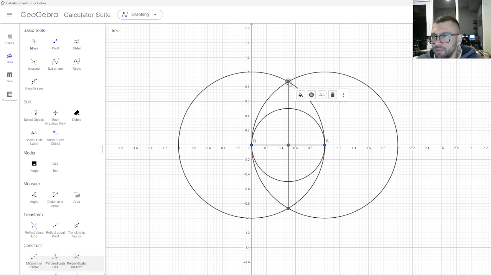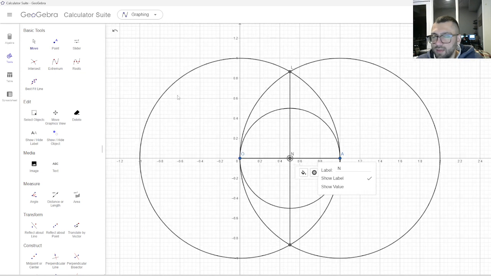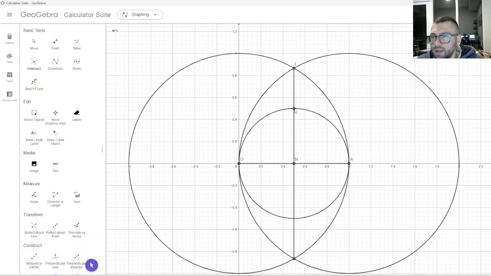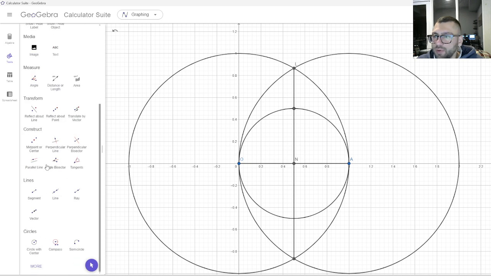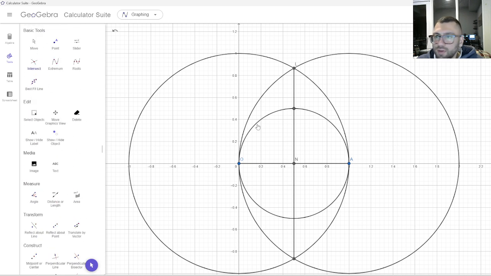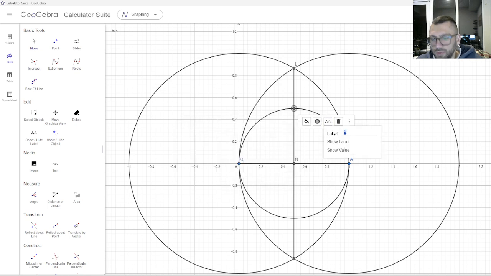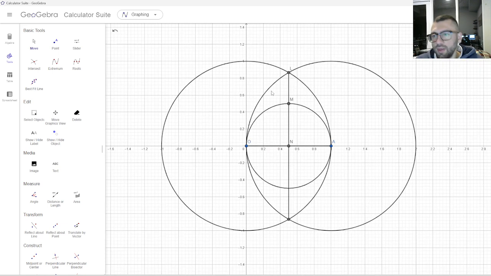And I'm going to label some of these points. I'm going to label this point as, let's call it L. I'm going to label this point as N. And then I'm going to label this point in the middle, where these 2 intersect, the circle and the line, as M. Cool, so we've got 3 points.